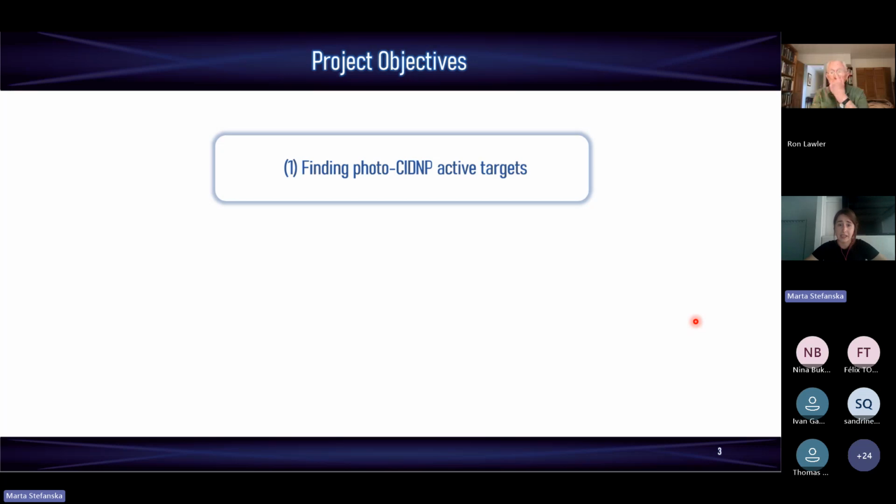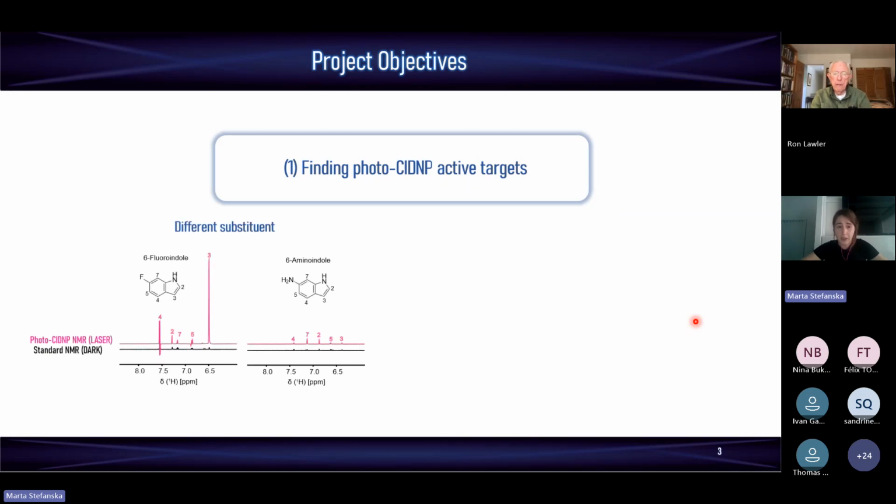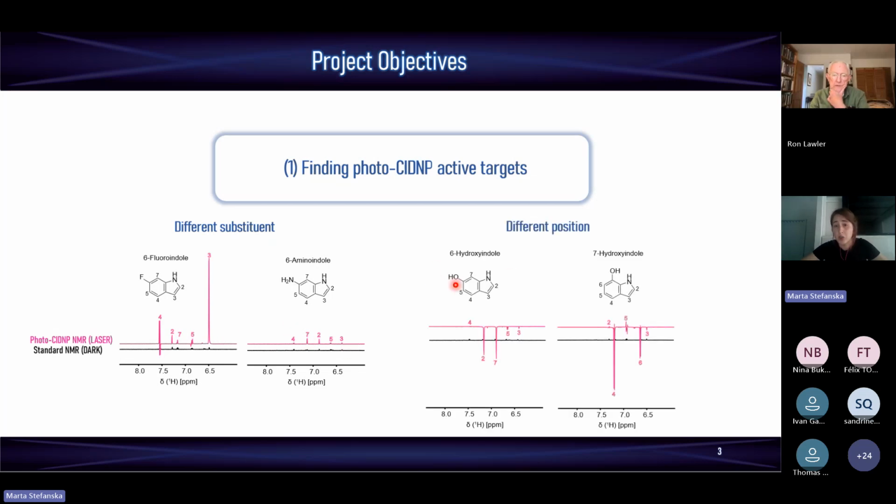So the first problem is the space of potential Photo-CIDNP active targets. And this is a very important issue. Actually, this is not trivial because not all molecules are Photo-CIDNP active. And if they are, there is still a huge variety in their performance, meaning that, for example, when we take the same scaffold and just change the type of substituent at the same position, we can have completely different enhancement for our protons in the spectra. The same happens when we change the position of the same substituent in our scaffold. We also have completely different enhancement factors and enhancement patterns. And of course, this is something that has to be resolved.